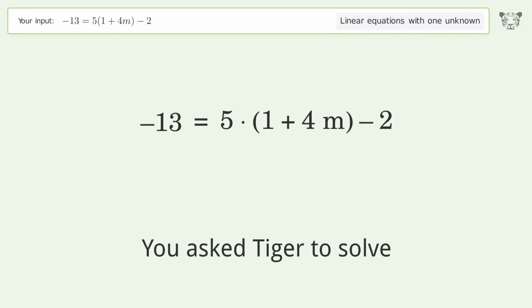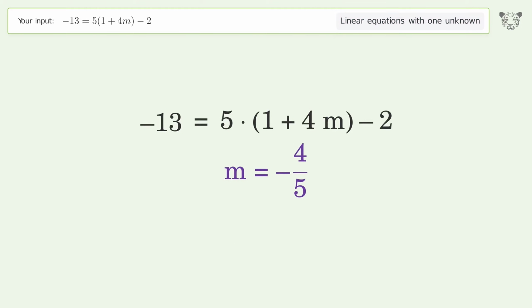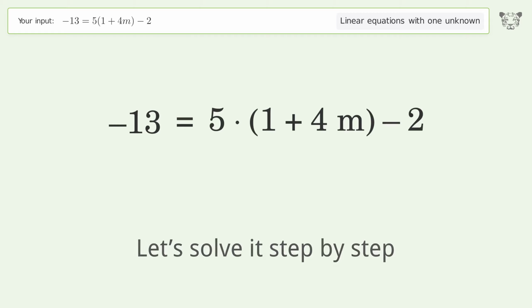You ask Tiger to solve this. This deals with linear equations with one unknown. The final result is m equals -4/5. Let's solve it step by step.